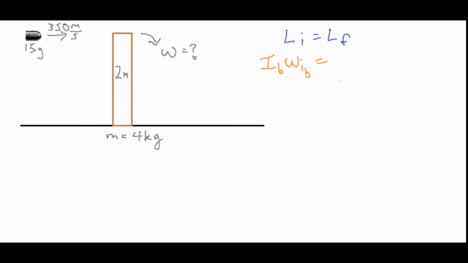Now afterwards, when the bullet implants itself into the beam, we now have the I of the bullet plus the I of the beam. And we'll just put BE so we know that it's the beam. And we're going to combine those two moments of inertia and multiply that by the omega final, which is going to be our final answer right here for the omega. So let's go ahead and do some substitutions.